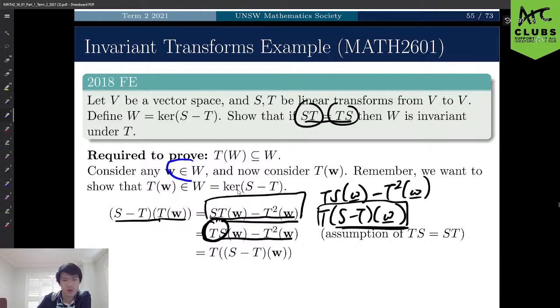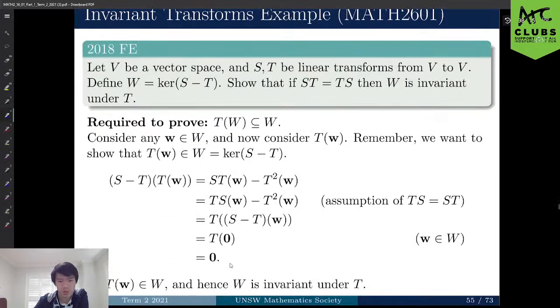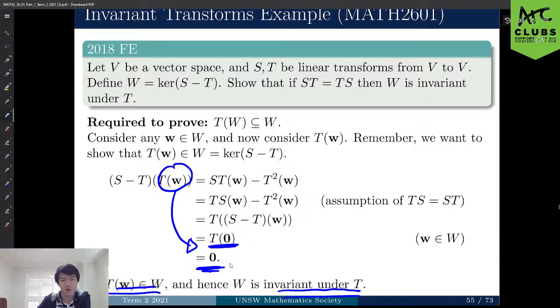So W is in W, and we're trying to show that T of W is also in W. So what we know is that this thing over here has to be 0. So this expression is equal to T of 0, and that's equal to 0. In other words, we've shown that S minus T of T of W is also equal to 0, which means this thing is invariant under T. It's also in the kernel, so it maps back to a subspace of itself.